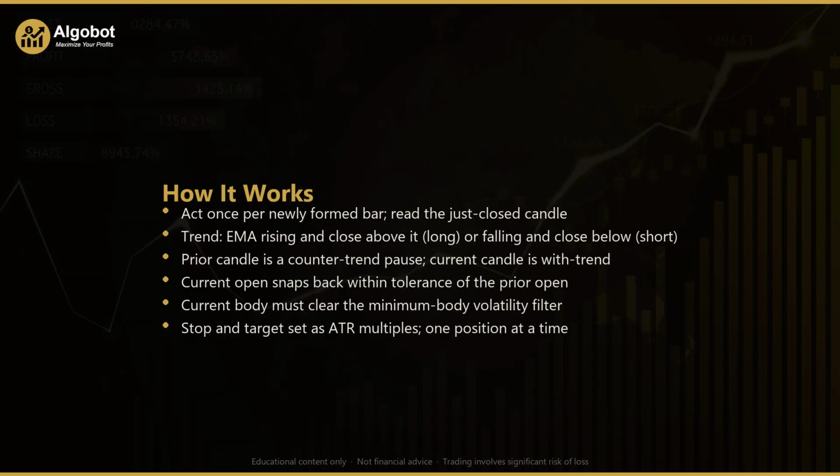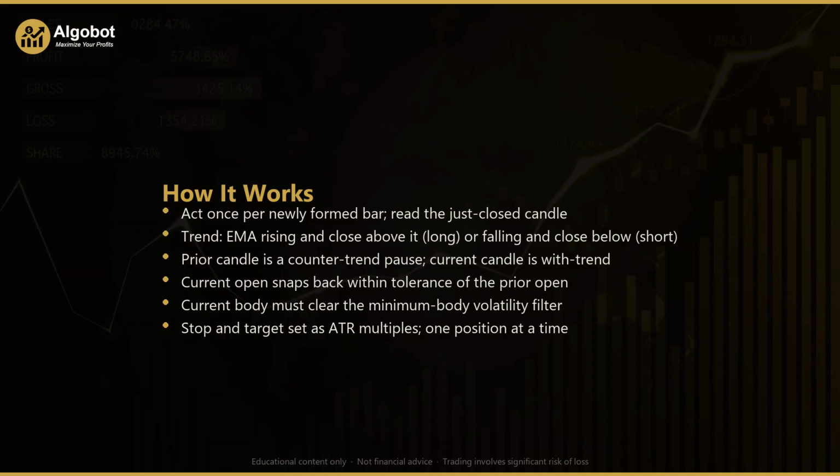Next comes the pattern itself. For a bullish separating line in an uptrend, the strategy detects that the prior candle was bearish, a small counter-trend pullback. The current, just closed candle must be bullish. Crucially, its open must sit within a tolerance of the prior candle's open, where that tolerance is a fraction of the average true range, by default 1/10. This is the separating snapback.